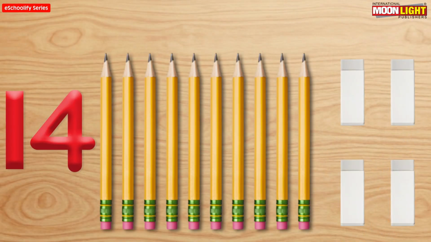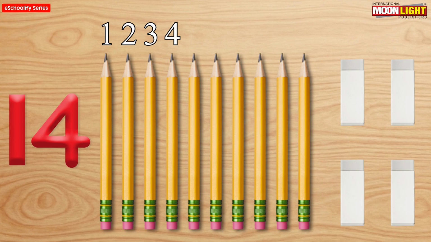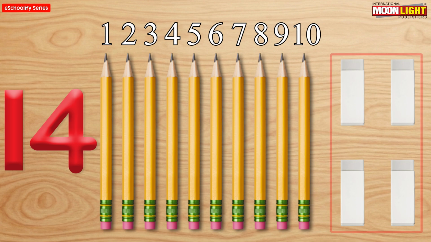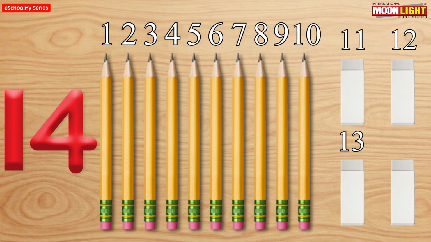Okay, give me your pencils. I wanna collect. Keep your pencils on the table. 1, 2, 3, 4, 5, 6, 7, 8, 9, 10. These are 10 pencils. Now 4 erasers. 1, 2, 3, 4. 10 and 4, 14.